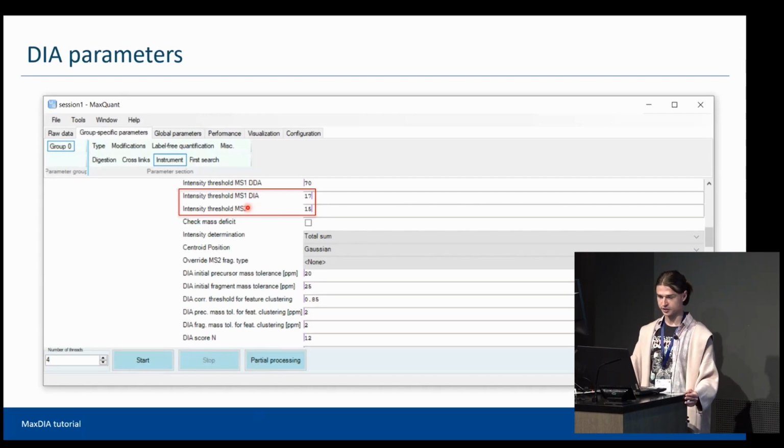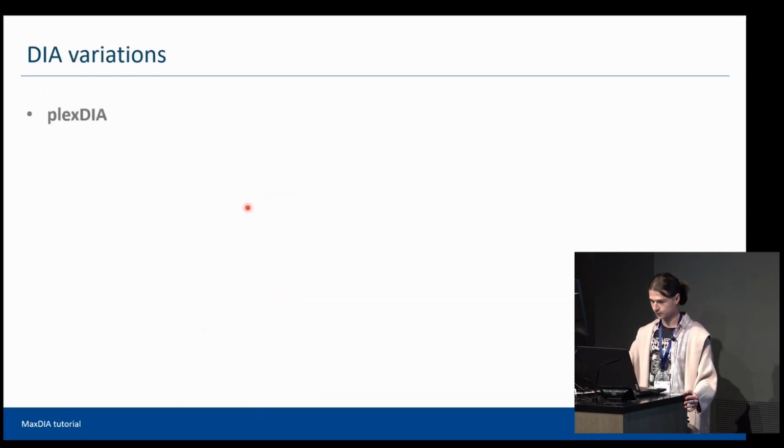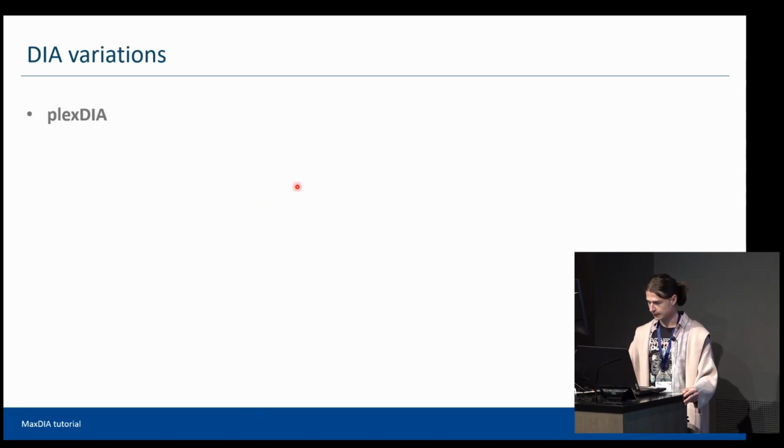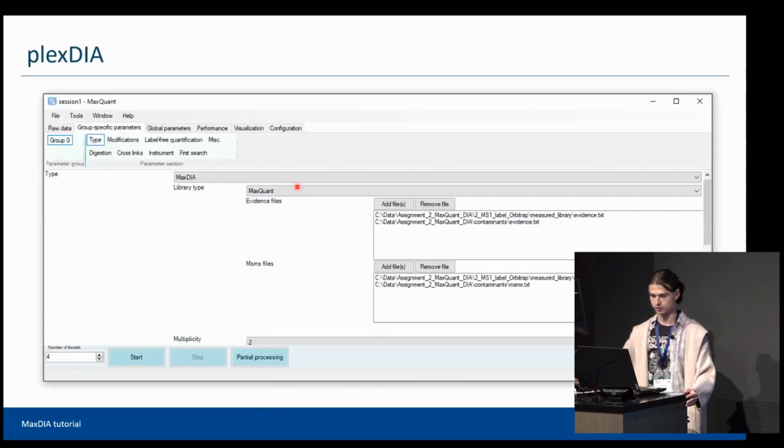So this is the DIA in general. And now I will talk about various different variations that you can have on top of that. The first one is the plexDIA, DIA with multiplexing. And here it's similar to the DDA, but the important thing is that you need to add the contaminants libraries. And I will explain how to obtain them later.